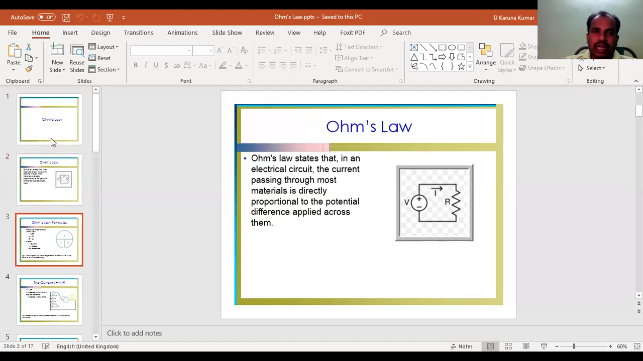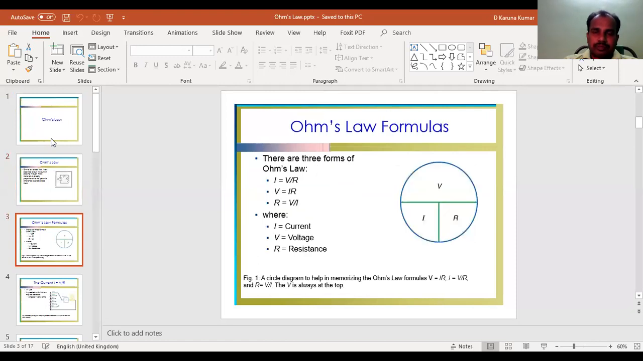Means the current is directly proportional to the voltage, or I is equal to V into 1 by R. Here 1 by R is called ohmic resistance. So I equal to V by R. There are three forms of Ohm's law: I equal to V by R, or V equal to I into R, or resistance equal to V by I. Here I equal to current, V equal to voltage, and R equal to resistance.